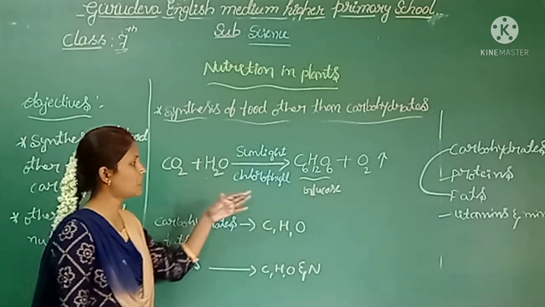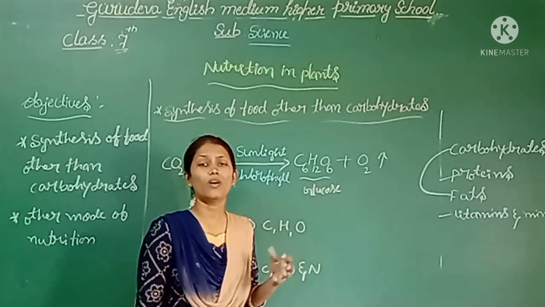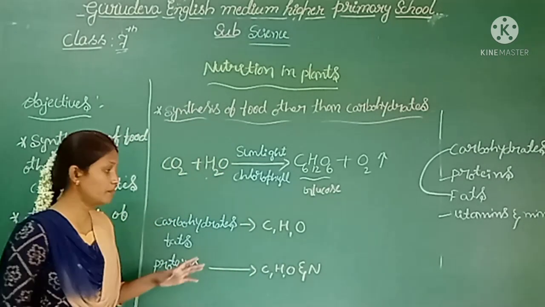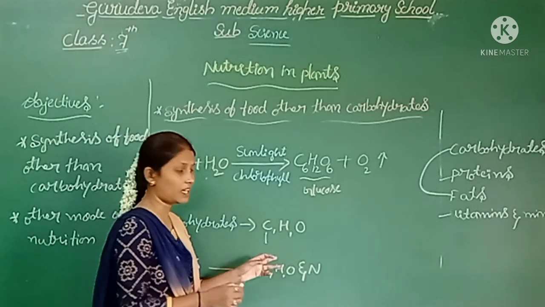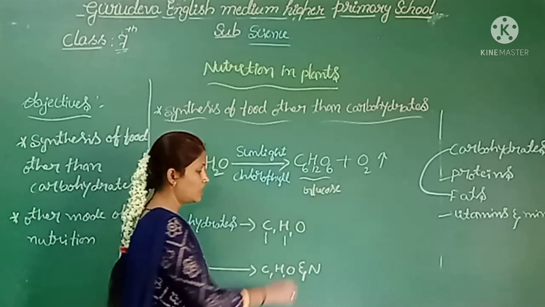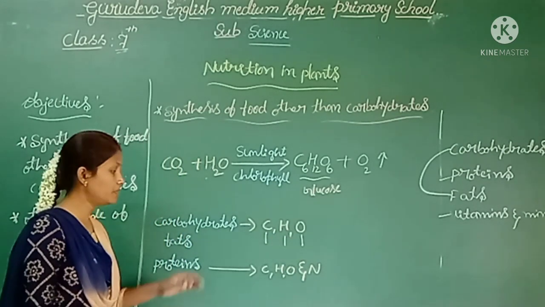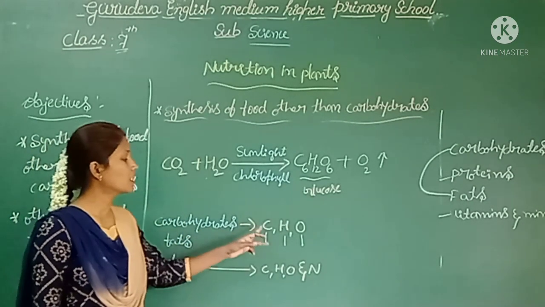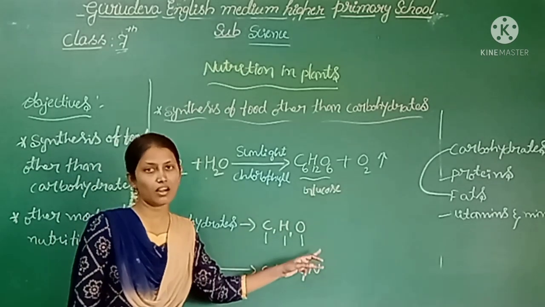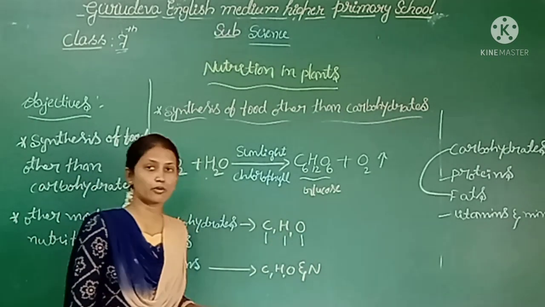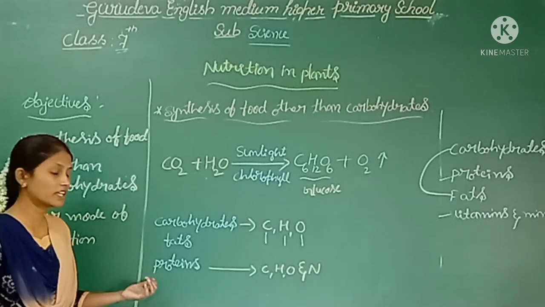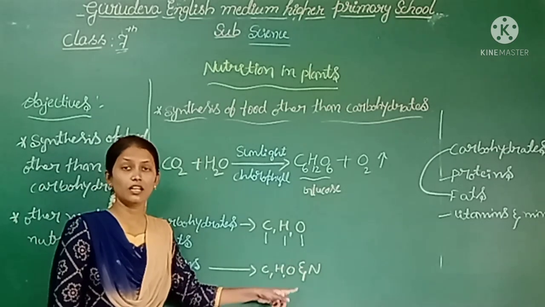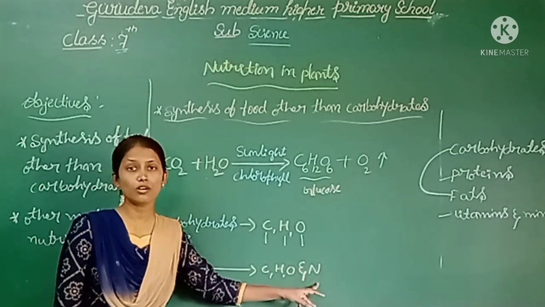Here in this reaction carbohydrate is formed. Then what are carbohydrates made up of? Carbohydrates are made up of the elements carbon, hydrogen and oxygen: C is carbon, H is hydrogen, and O is oxygen. Carbohydrates and fats are made up of the elements carbon, hydrogen and oxygen. Then what about the proteins? What are they made up of? Proteins are made up of the elements carbon, hydrogen, oxygen, and with that, nitrogen also.